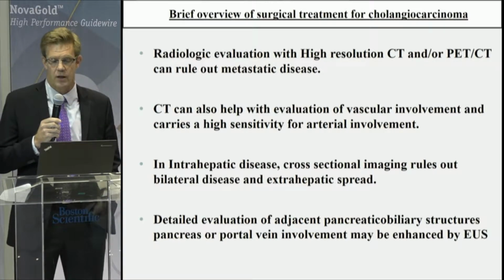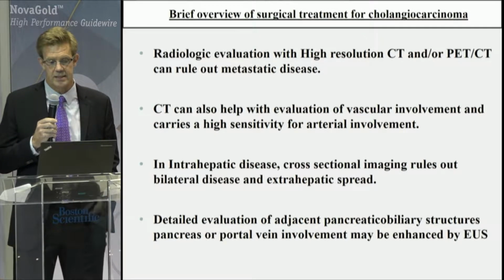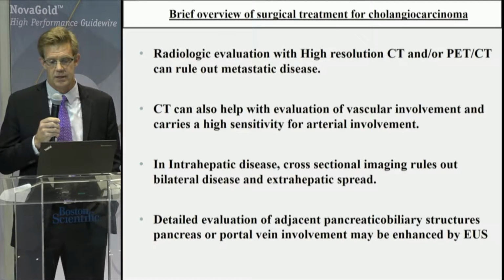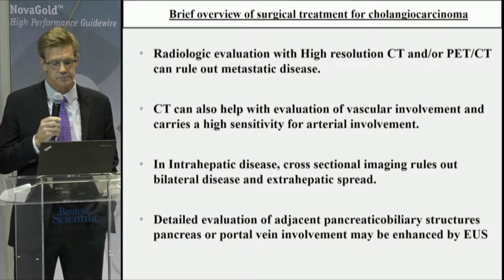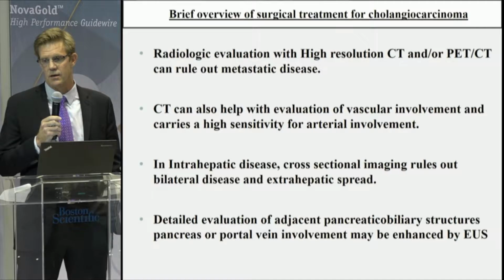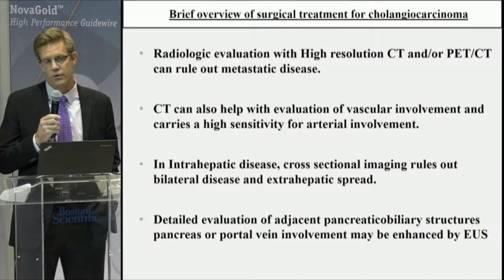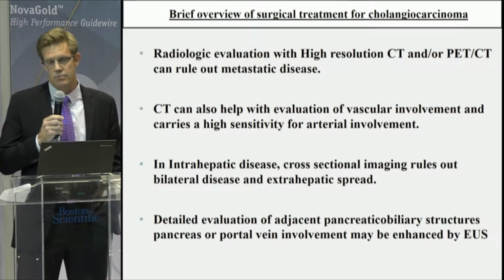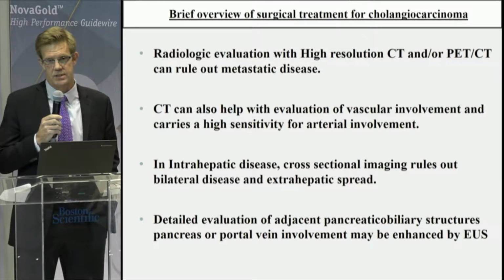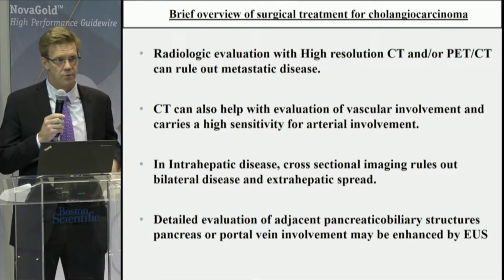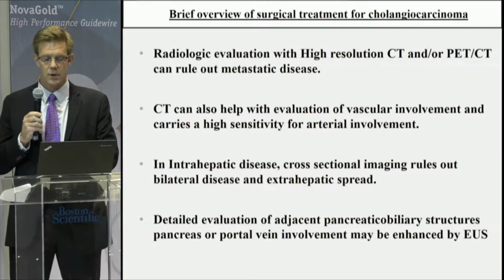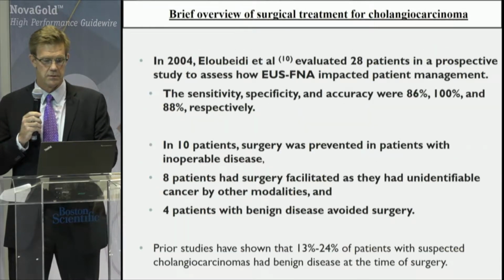So radiologic evaluation with high-resolution CT and/or PET-CT generally rules out metastatic disease. CT is a good modality to evaluate vascular involvement, both of the veins and the arteries. For intrahepatic disease, cross-sectional imaging gives us an idea of the extent of disease within the liver and whether or not that is bilateral disease. And as most of you know, for hepatobiliary disease, EUS can in many ways be informative in working up a patient.